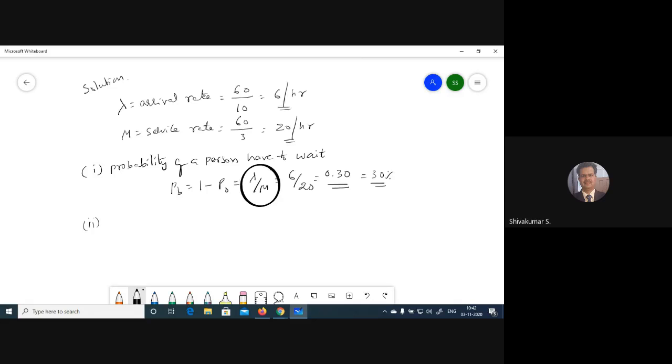Second question is our length of Q, LQ. We have taken the length of Q already in the previous problem. Check out the length of Q formula and substitute the values. Length of Q, LQ, is equal to average length of Q. Sorry.